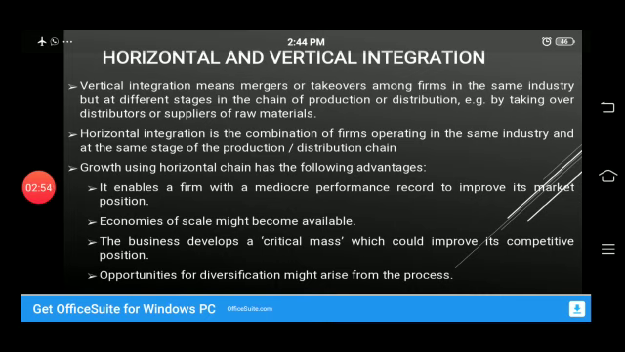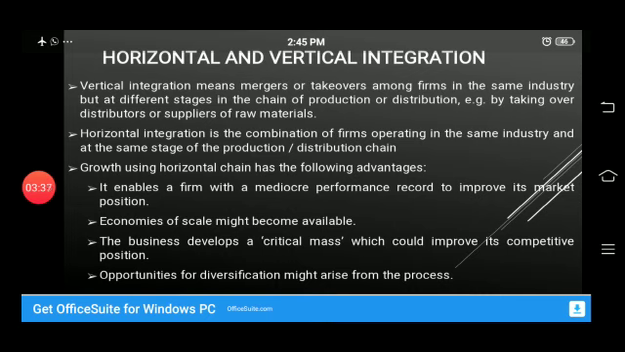Horizontal and vertical integration. Firstly, we will discuss what horizontal and vertical integration are. Vertical integration means mergers or takeovers among firms in the same industry but at different stages in the chain of production or distribution, for example, by taking over distributors or suppliers of raw materials. Horizontal integration is the combination of firms operating in the same industry and at the same stage of the production distribution chain.